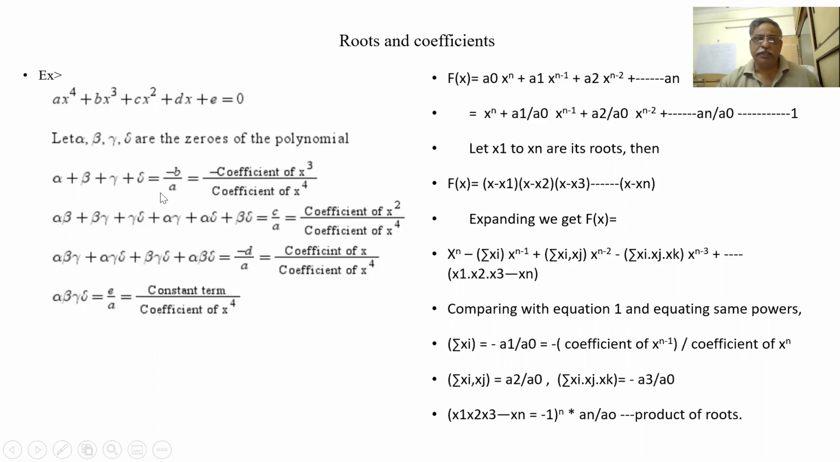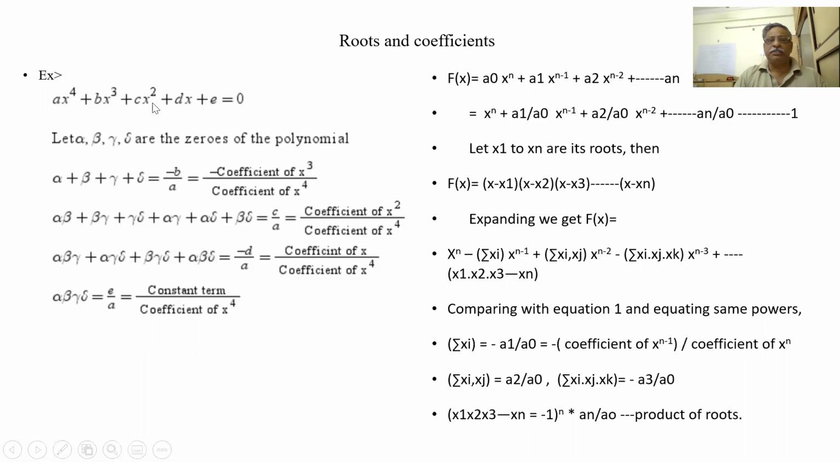So we will say the sum is minus b by a. Sum is minus b by a plus c by a minus d by a plus e by a. Like that it goes on. The last one is minus 1 whole to the power of n into an by a0, which is the product of the roots. So from this generalized form, we will get to a 4 degree. So the concept is clear.